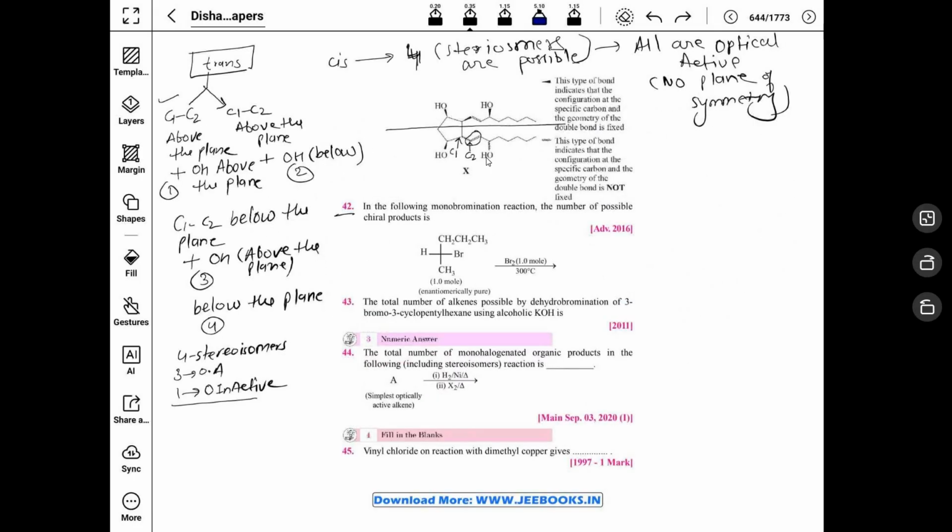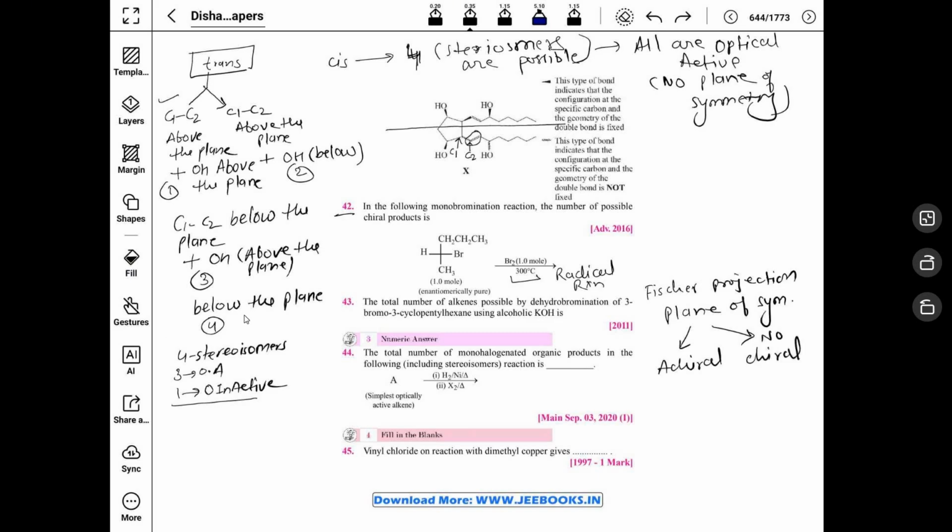Question number 42. In the following monobromination reaction, the number of possible chiral products is. So first we have to understand this reaction is a radical reaction, and radical reaction is not selective. It can go and replace any hydrogen. So we have to draw all possible compounds with only monobromination, and we have to see which of them has a plane of symmetry. So we have to draw the Fischer projection. If we draw the Fischer projection, then it will be easy to understand which one is chiral and which one is achiral. If the compound has a plane of symmetry, then it is achiral. If no plane of symmetry, then it is chiral.